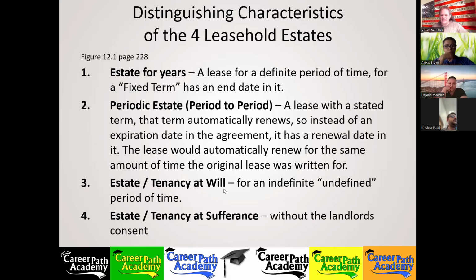An estate or tenancy at will is for an indefinite and undefined period of time. It's at will. An estate or tenancy at sufferance is without the landlord's consent. We'll get into why shortly.